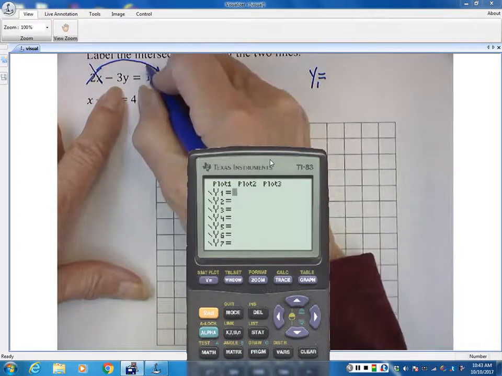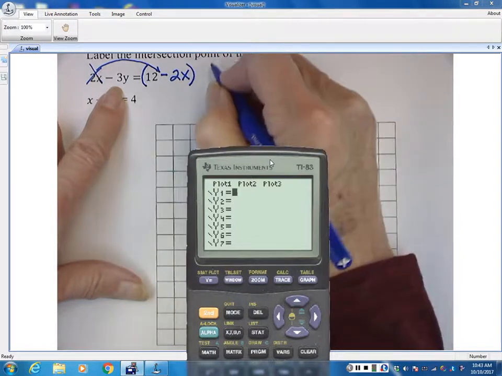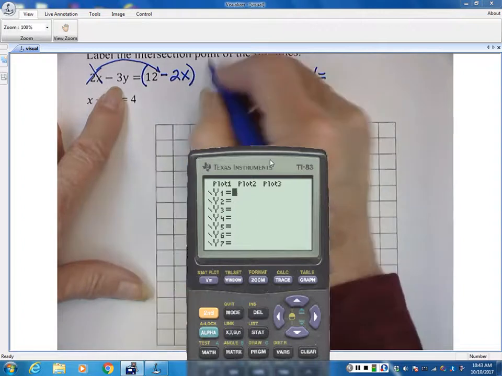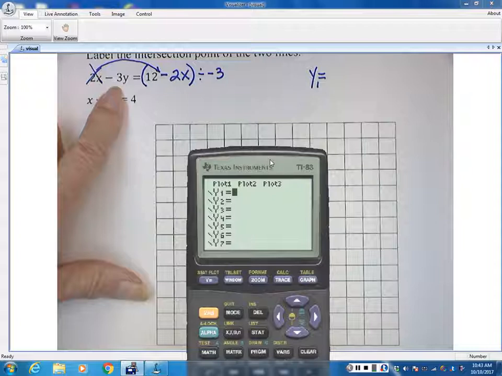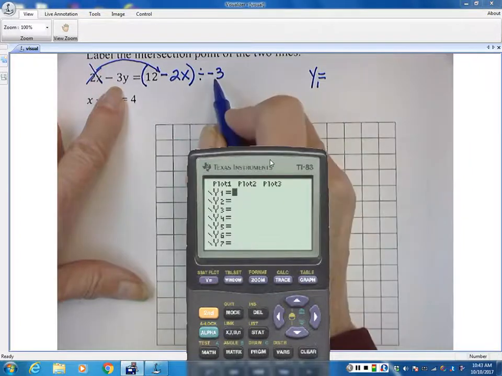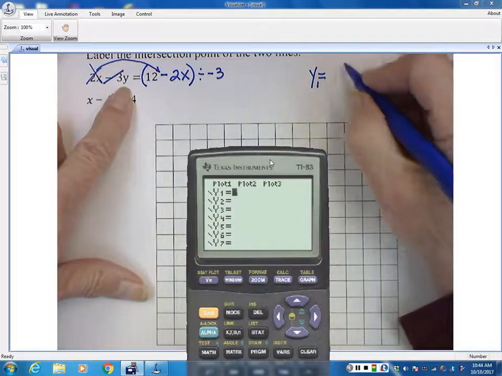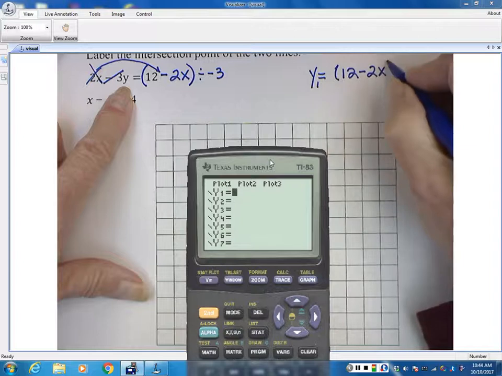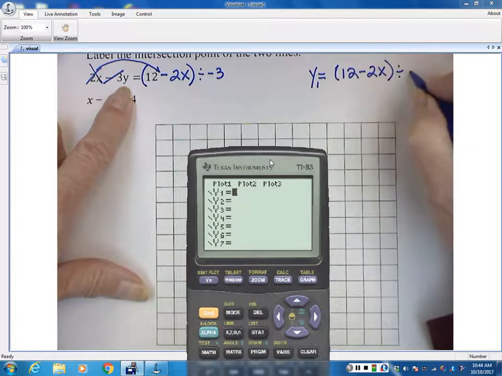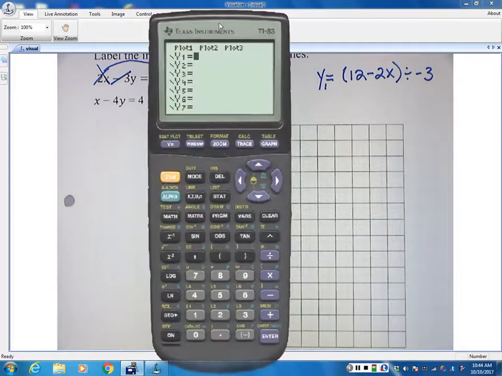In order to be sure I do that and don't forget about sign changes and all that kind of stuff, put parentheses around what's on the other side and then put your division sign and your negative 3. And that divided by negative 3 will also get rid of the negative 3 in front of the y. So we'll have y equals parentheses 12 minus 2x, close parentheses, divided by negative 3. And that's what we're going to put in the calculator. So we'll do that one first.